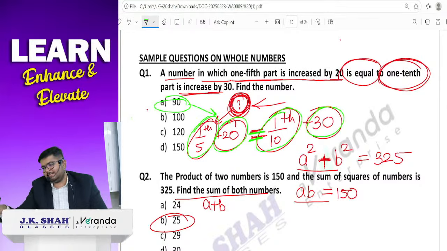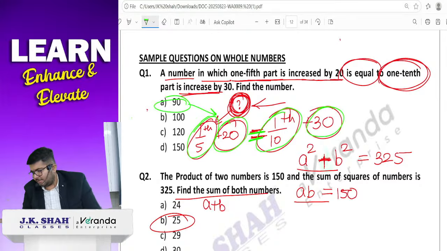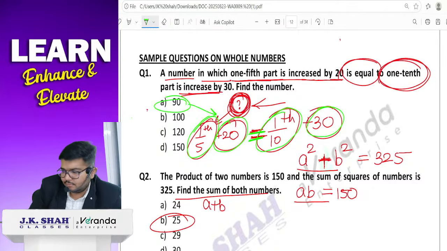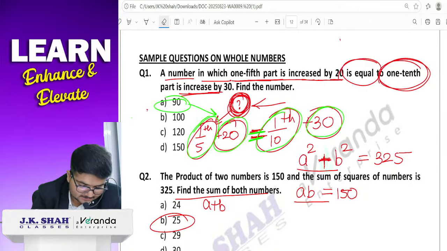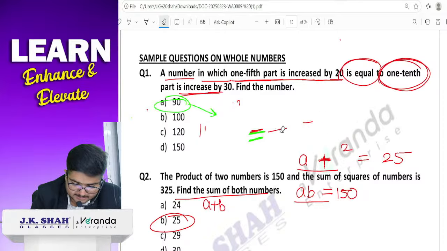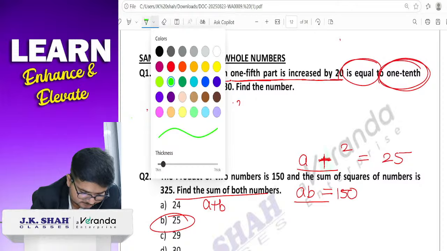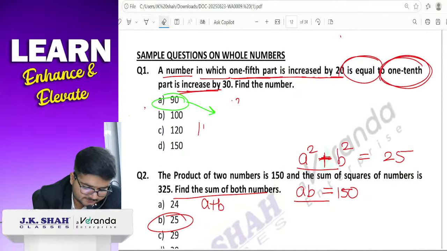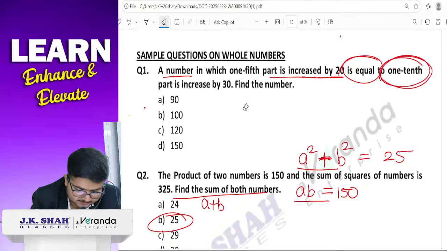If it is equal, 90 is my answer. If it is not equal, then I will move forward to the next option, and apply the same condition on the second option, third option, fourth option. I will keep on applying till I get my answer. Understood, everybody? Very simple to understand. I hope you are all understanding the concepts. If not, feel free to ask in the comment section.